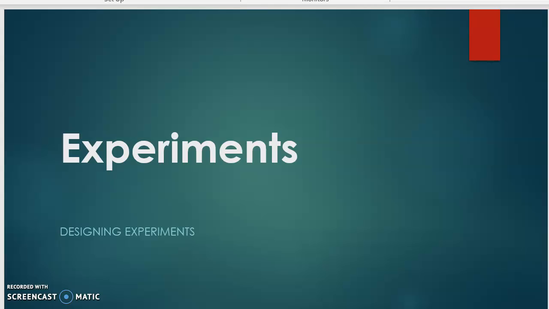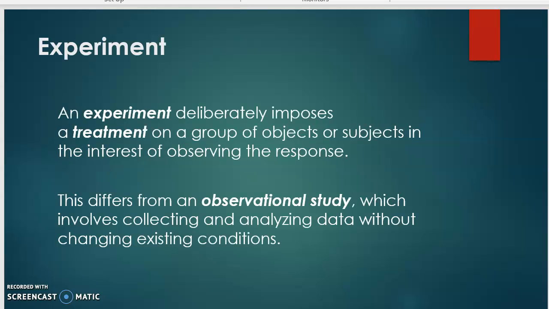This PowerPoint looks at experiment design and a little bit about observational studies and what the differences are. An experiment deliberately imposes a treatment on a group of objects or subjects in the interest of observing the response. So something is actually done to the participants. This differs from an observational study, which involves collecting and analyzing data without changing existing conditions.